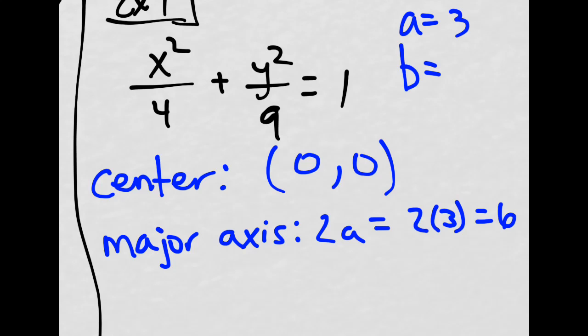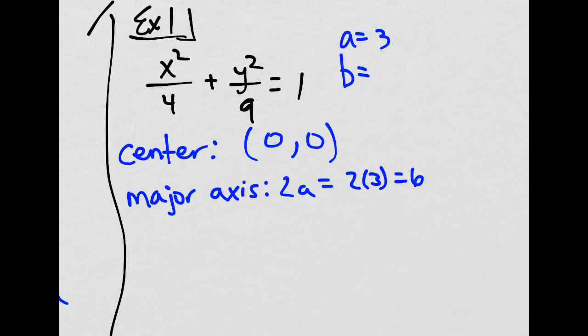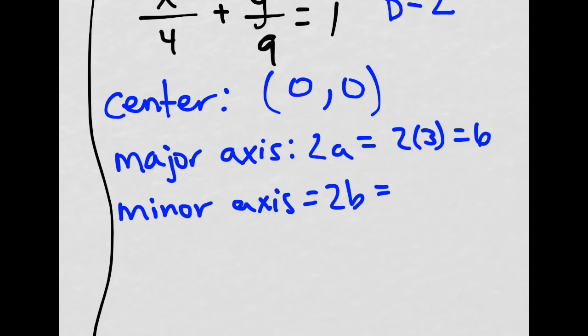So B is going to be what? The minor axis, which is 2b, is 2 because the square root of 4 is 2. And that's not just dividing by 2, just to reiterate that. So the minor axis is 2 times B, which is 2 times 2, which is 4.